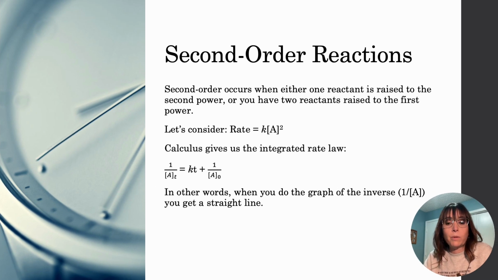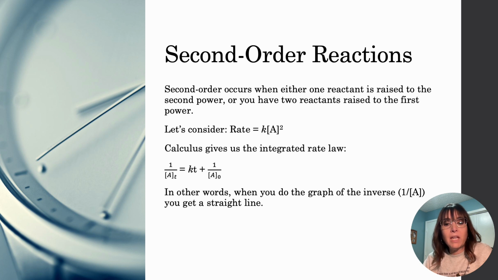Recall what second order means. It either means you have one reactant to the first power times another reactant to the first power, or you just have one reactant squared. Either way, your overall reaction order is 2. Calculus, you get this integrated rate law.